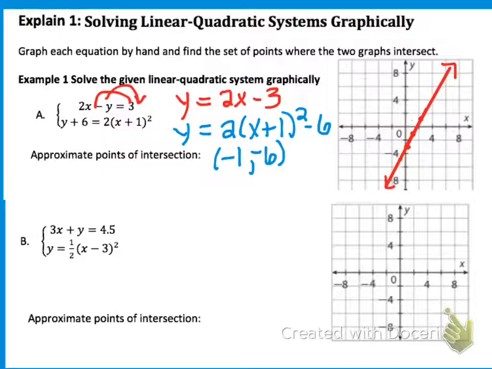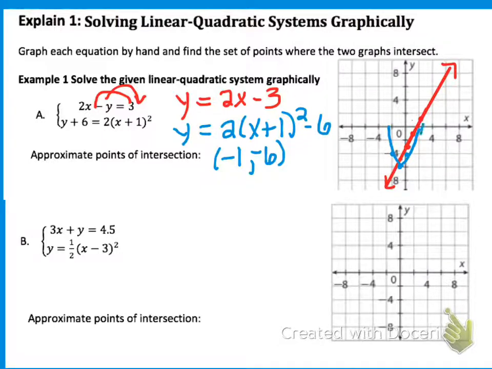So the first point is at (-1, -6). So let's see, -1, -6. Looks like right about here. Might even be where that crosses. And then in order to get some other points, let me get that in the center there. That looks a little better. And so say I plug in 0. If I plug in 0, that would be 1 squared, which is 1, times 2, which is 2, minus 6. That's -4. So that would put a point right there. And then one exactly in the other spot. So that looks like some pretty good points. And I'm just going to graph the parabola like that.